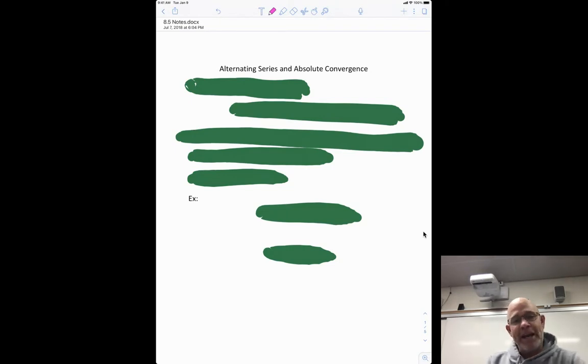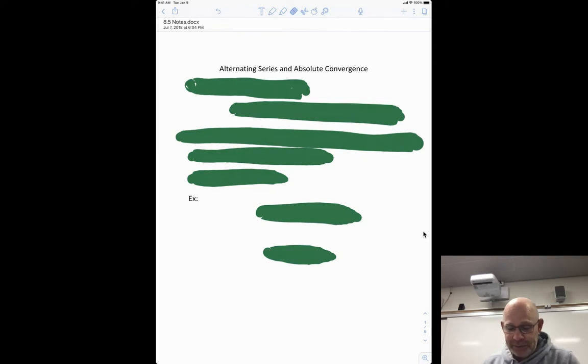Ultimately, the negative terms impact things. They change things. If one's positive, one's negative, you're adding those together, it's getting closer to zero in a different way than if you're adding like 2 plus 1 plus 1/2 plus 1/4, getting smaller. The negatives actually change things a little bit. So there's basically two types of series with negative terms. The first one is just an alternating series.